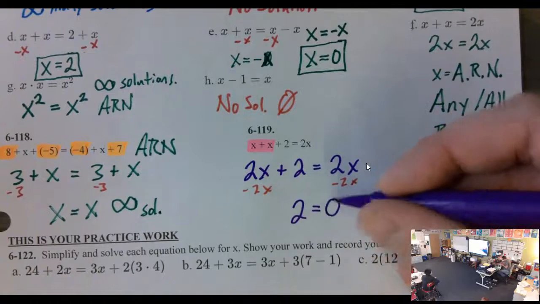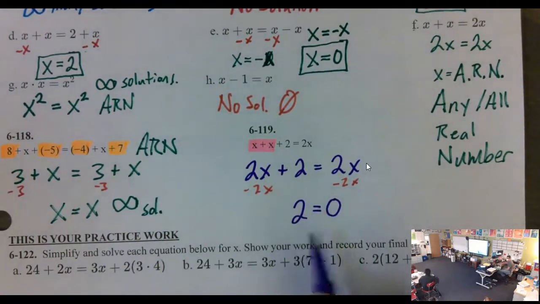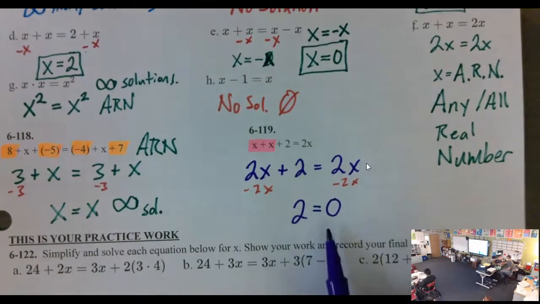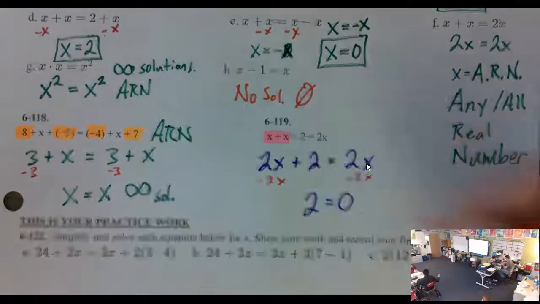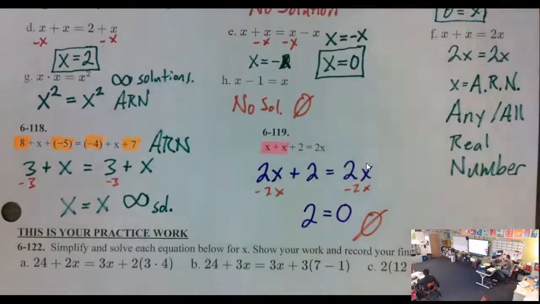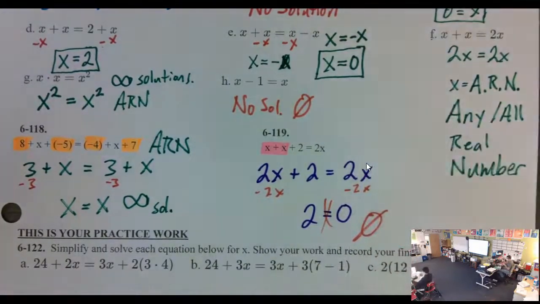Ooh, careful, 2 equals 0. Right, you said plus. I know what you meant, though. Does 2 equal 0? No! Right, like, okay, I give you $0, you give me $2. Don't worry, it's equal. That's a lie! This ain't true! So this is no solutions. We could also just kind of cross out that equal sign if we want to.